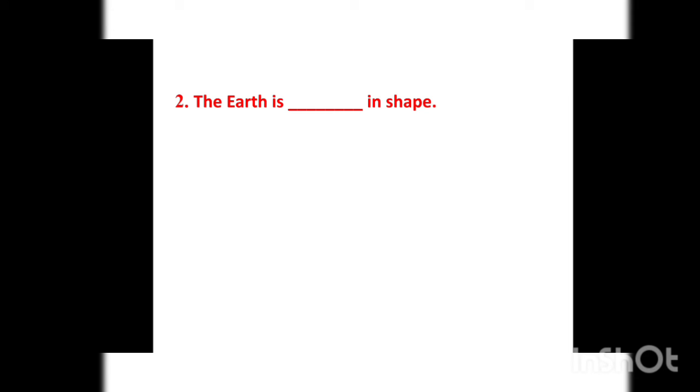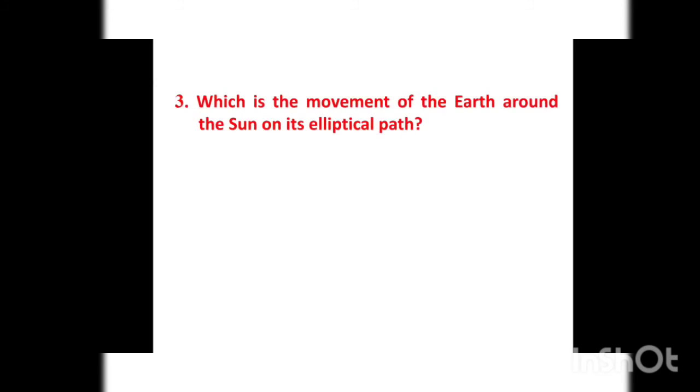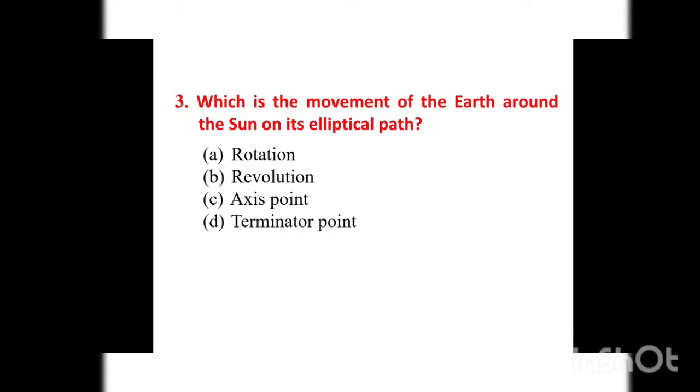The Earth is dash in shape. Your options are oval, circular, spherical, linear. Perfect answer. You said correct answer. That is C. Spherical. Which is the movement of the Earth around the Sun on its elliptical path? Your options are rotation, revolution, axis point, terminator point. Well done, children. You said correct answer. The answer is B. Revolution.